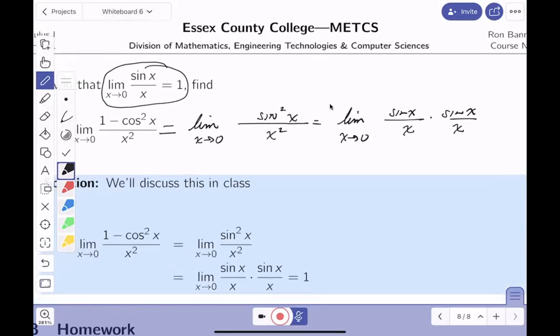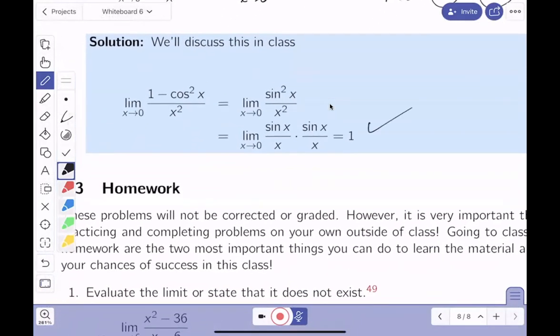Well, I think I see what they want me to do. Both of those limits are 1. For example, this goes to 1 and this goes to 1. And what's 1 times 1? It's 1. All right, that work is down there for you with the answer.